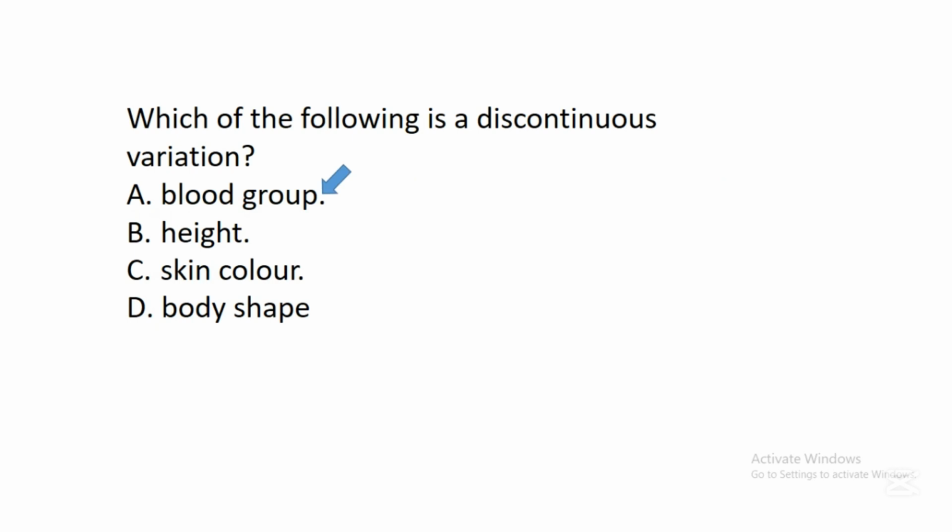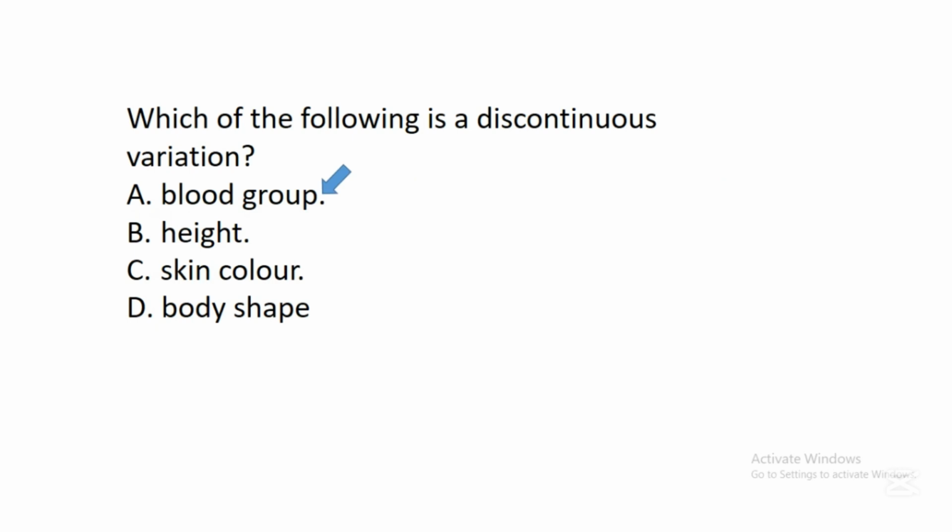So height is not a discontinuous variation. Skin color is not a discontinuous variation. Body shape is not a discontinuous variation. But this blood group is a discontinuous variation because human blood group does not change. Once somebody has blood group A or B or AB or O, there is no stage in life that the person will reach and the blood group will change to any other blood group.